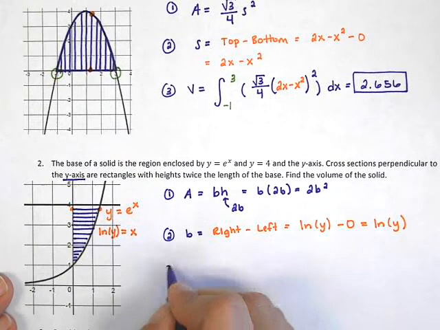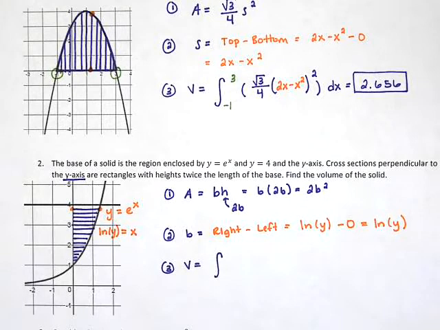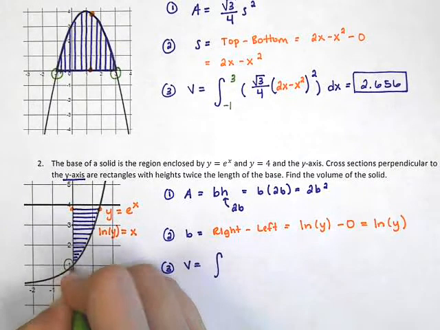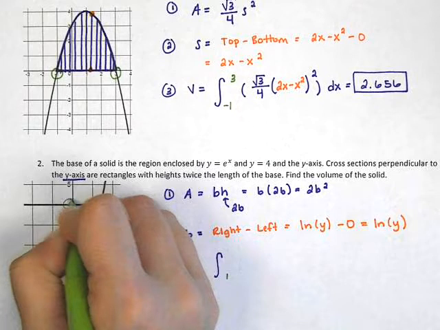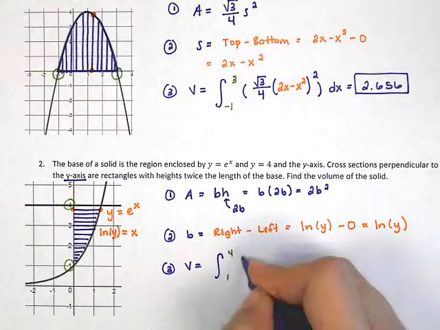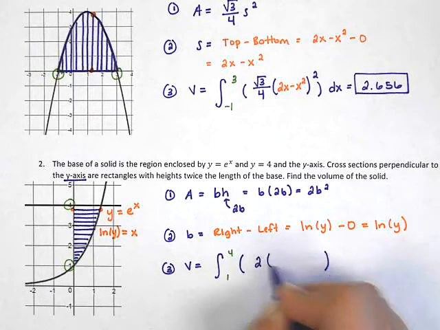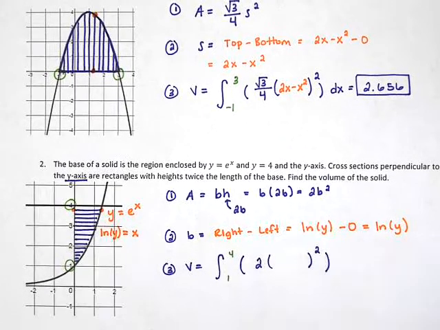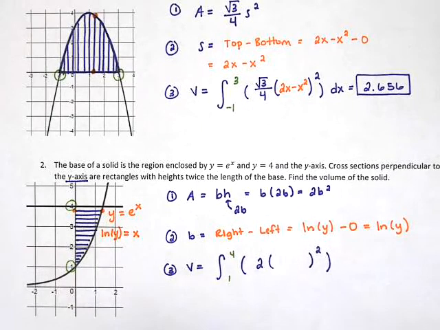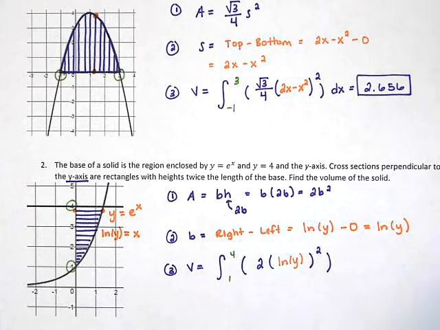Now the third step would be to set up a volume integral. So I would integrate from my lower bound, which is 1, to my upper bound, which is 4. And then inside of here, I would put my area formula. Now my area formula is 2 times b squared. And in this problem, b was represented by the natural log of y, dy.